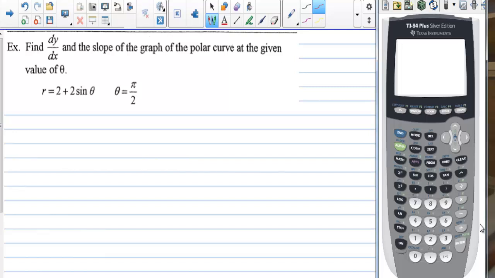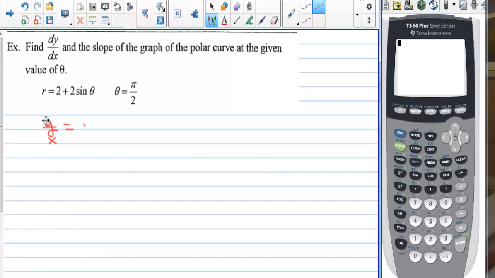Example: find dy/dx and the slope of the graph of the polar curve at the given value of theta. r is equal to 2 plus 2 sine theta, theta is equal to pi over 2. We want to find the slope of the graph at pi over 2, and we need to find out what y over x is so that we can take the derivative.